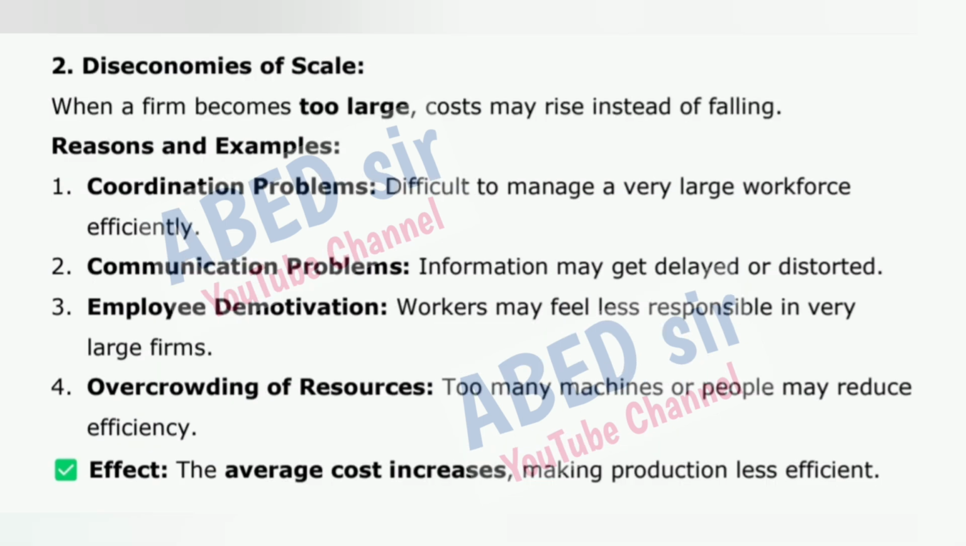2. Diseconomies of scale. When a firm becomes too large, costs may rise instead of falling. Reasons and examples. 1. Coordination problems. Difficult to manage a very large workforce efficiently. 2. Communication problems. Information may get delayed or distorted. 3. Employee demotivation. Workers may feel less responsible in very large firms. 4. Overcrowding of resources. Too many machines or people may reduce efficiency. Effect: the average cost increases, making production less efficient.